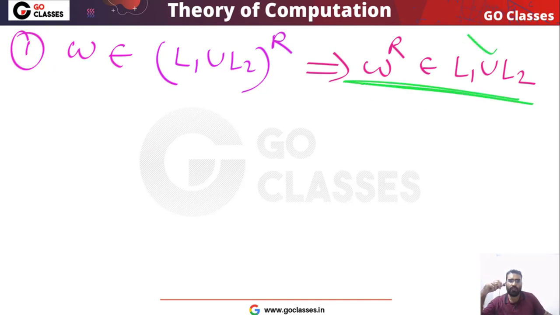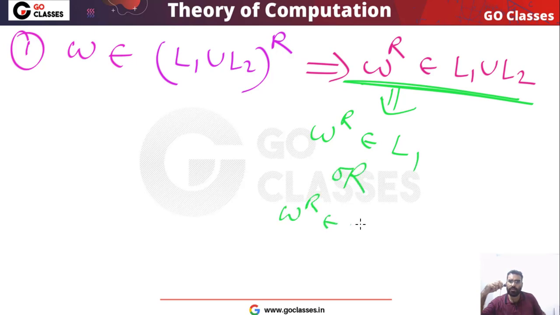This is union. What does it mean? It means that either W reverse belongs to L1 or W reverse belongs to L2. Either W reverse belongs to L1 or it belongs to L2 or both.